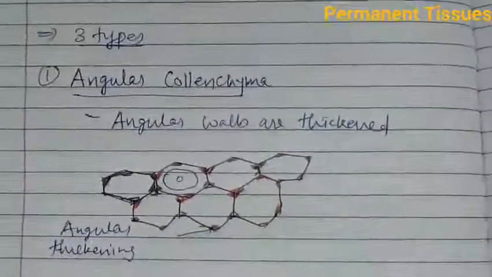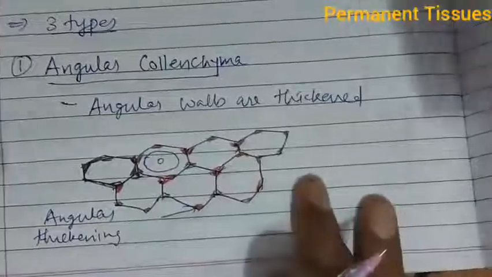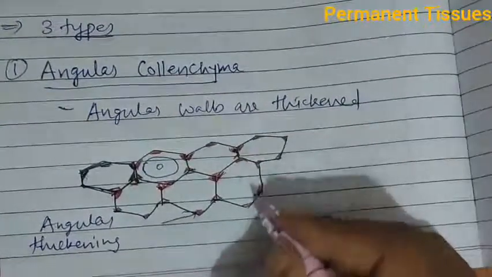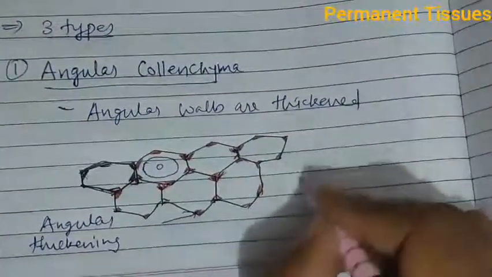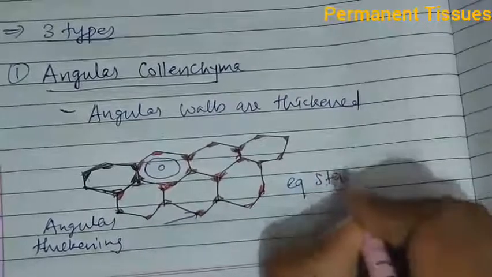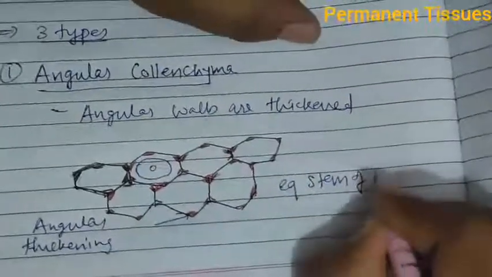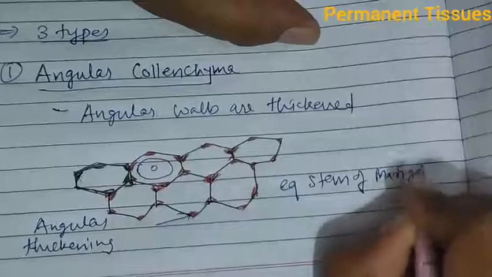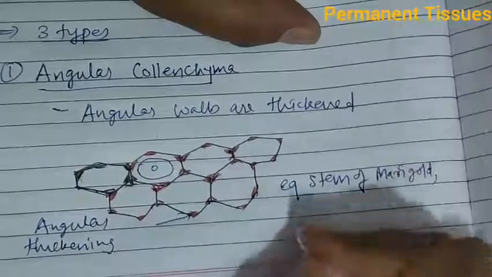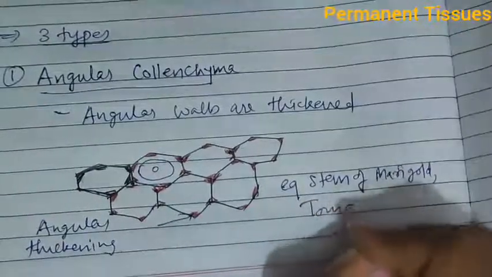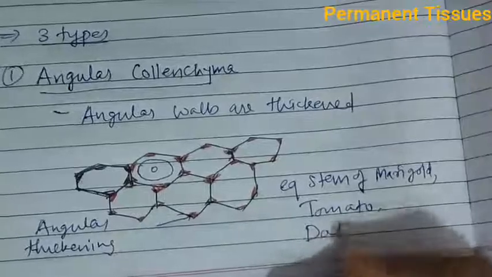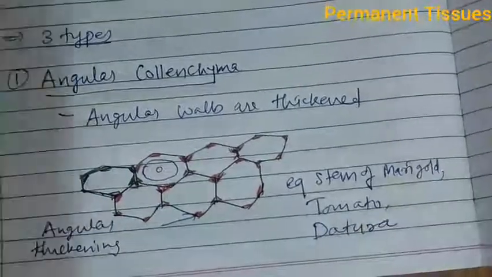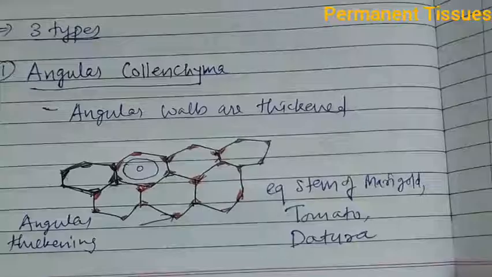Now for an example of the angular type: it is found in the stem of marigold, tomato, and datura. These stems have this angular type.